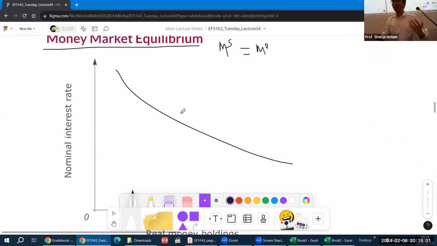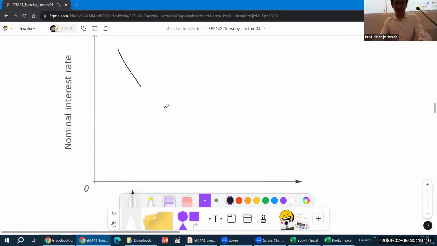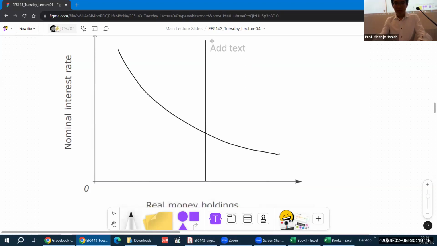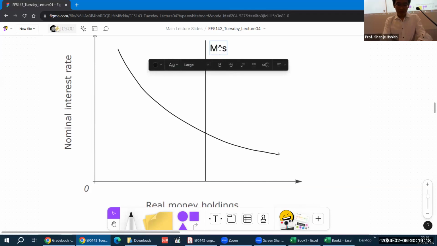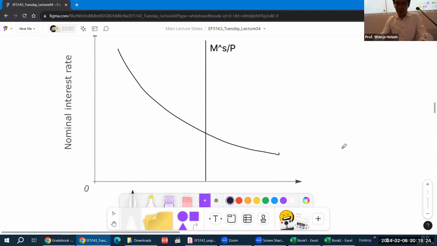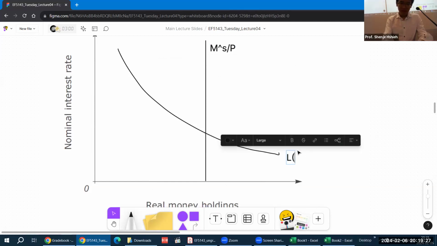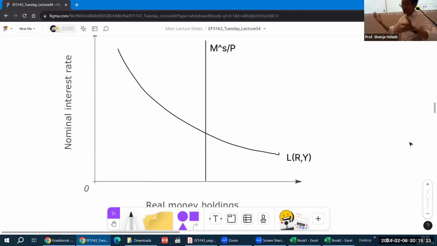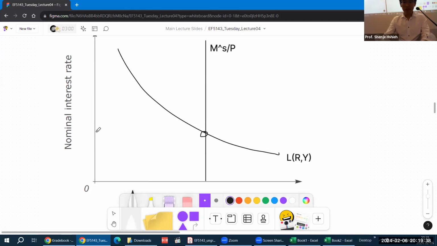And as I said earlier, money supply is set by just one financial institution. It's just one number. So what does that look like on the graph? It's just a vertical line. Just do this. That. And I'm going to write MS over P for real money supply. And then I'm going to write L(R,Y) for our money demand, real money demand, or liquidity preference. Therefore, equilibrium, stable interest rates, or interest rates are stable at this intersection here.